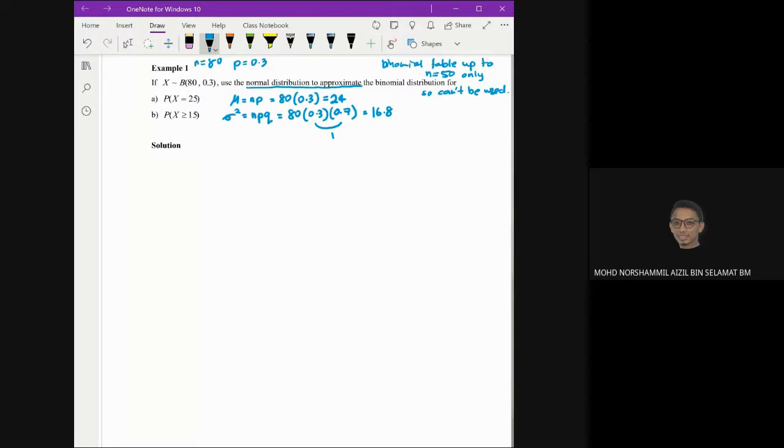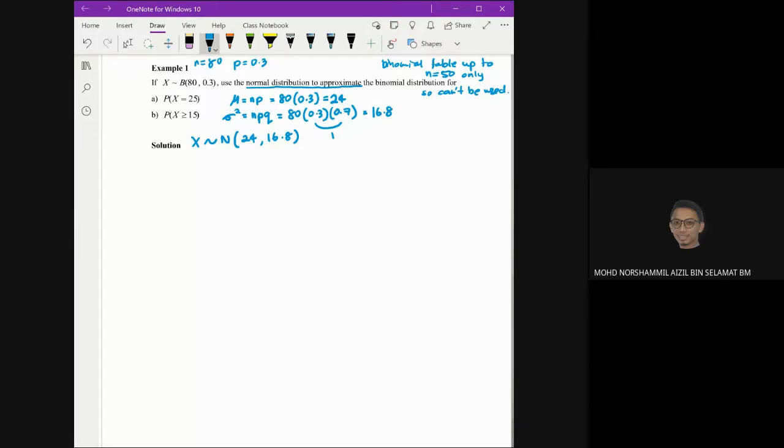Okay. Alright. So once we obtain already the mu and variance, so we can write down the normal distribution. The normal distribution will be normal 24, 16.8. Sekarang ni kita dah dapat dah normal. Guys, once we convert to normal, everything can be solved. Sebab table normal ada satu page sahaja. Dia cover semua. Dia cover semua benda.